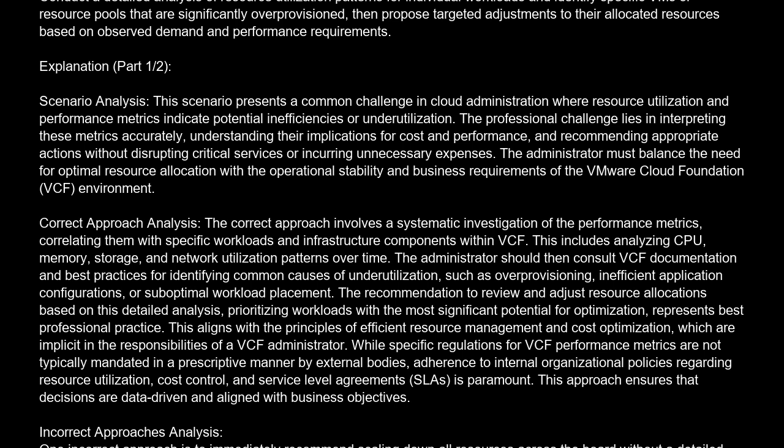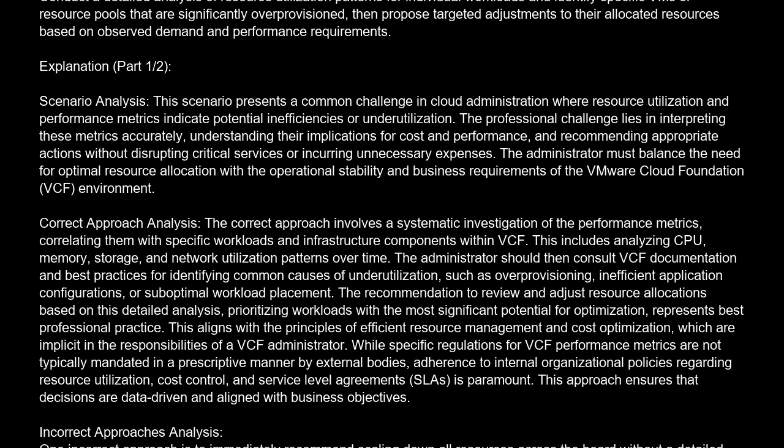Correct approach analysis. The correct approach involves a systematic investigation of the performance metrics, correlating them with specific workloads and infrastructure components within VCF. This includes analyzing CPU, memory, storage, and network utilization patterns over time. The administrator should then consult VCF documentation and best practices for identifying common causes of underutilization, such as over-provisioning, inefficient application configurations, or suboptimal workload placement.